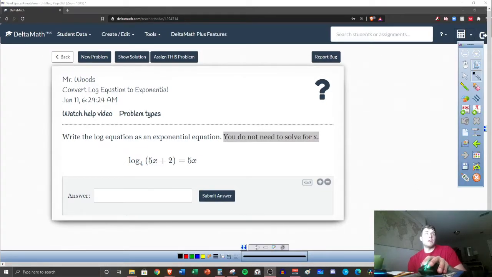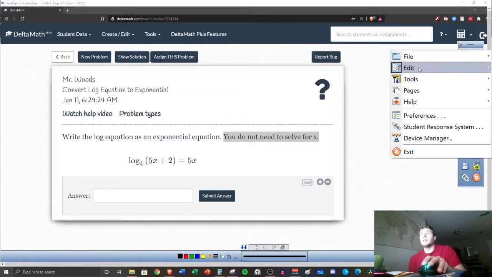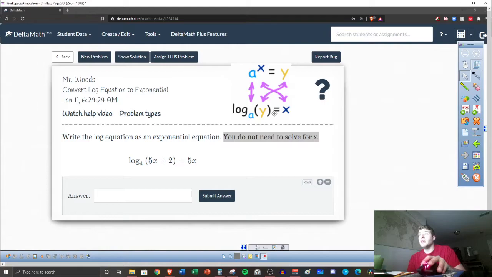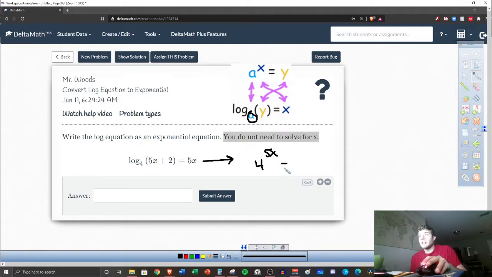So I'm going to work this problem out, and we do need to remember our formula for converting the logarithm, which is this one right here. In this one, we're going from a log to an exponential, so I'm kind of working my way backwards. I know that this is going to be the base, so the base is going to be 4. The exponent is going to be what's on the right side, so this is 4 to the 5x. Then we put the equal sign, and it equals what's inside of this parenthesis, so it's 5x plus 2. And that's the answer to the question. 4 to the 5x equals 5x plus 2.